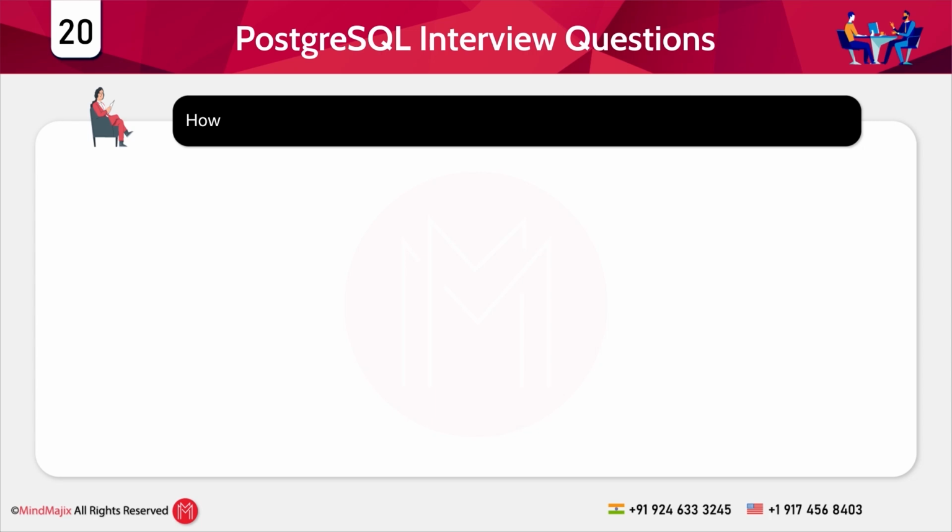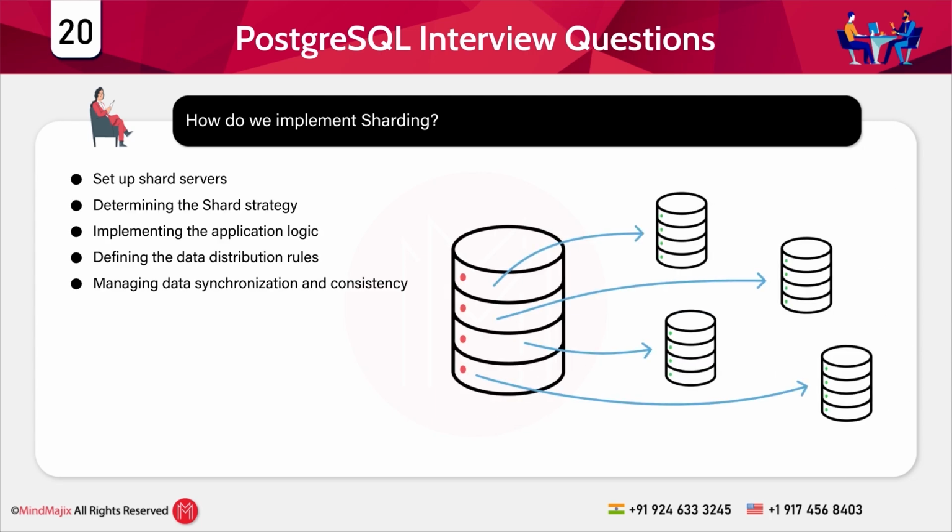The next question is, how do we implement sharding? Sharding basically refers to horizontally partitioning data throughout multiple shards or servers for distributing the load and scaling the database system. There are a few steps that we must follow in order to implement sharding. The first step is to set up the shard servers. Here you create individual Postgres clusters or instances for every shard. Every shard must have its own server resources like storage, processing, and memory.